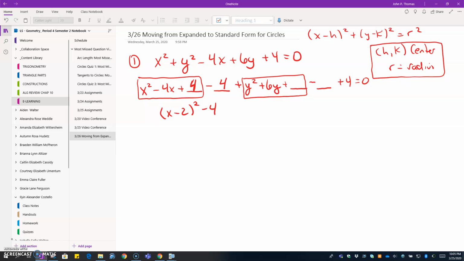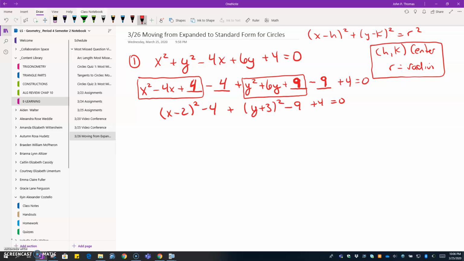I'm going to do the same thing with the y's now. Half of 6 is 3. 3 squared is 9. So my first blank is a 9. And if I add 9, I have to subtract 9 to keep things in balance. So this part, I can change to y plus 3 quantity squared, and I have a minus 9, and then I still have the plus 4 equals 0.